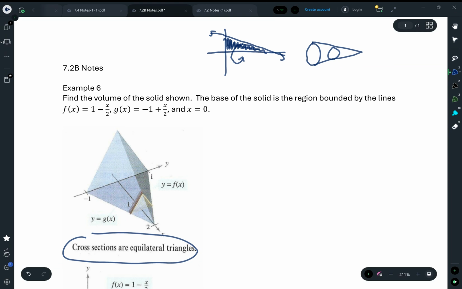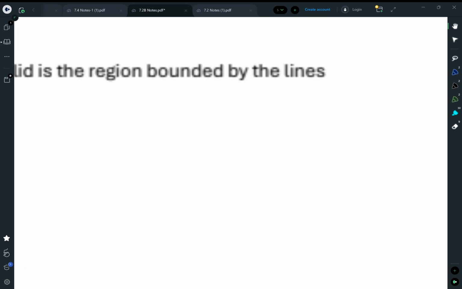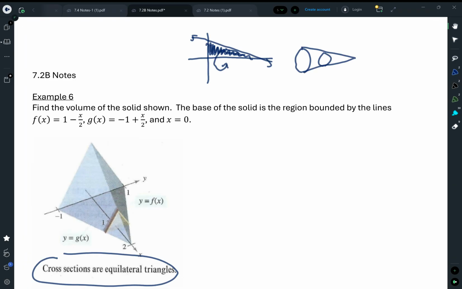My shape is coming up out of the paper almost, I would describe it. It's coming up out of the flat sheet of paper, and it's not revolving around anything. My cross sections are actually just triangles. So you can see what's going on here.